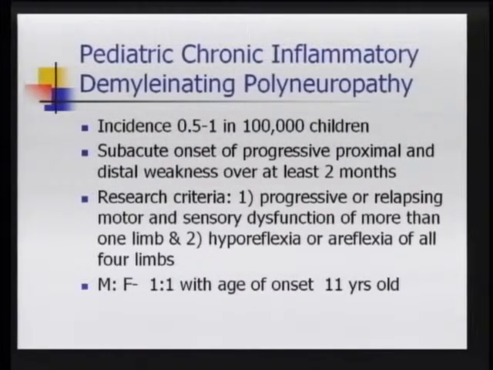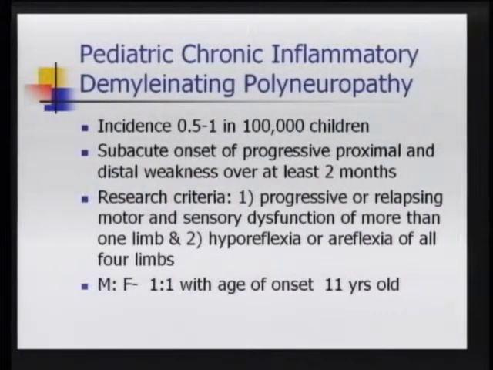Now, pediatric chronic Guillain-Barré or chronic inflammatory demyelinating polyneuropathy is slightly different in terms of its presentation. You have a subacute onset of a progressive, more proximal than distal weakness over at least 2 months or so. Research criteria is listed there. The series that have been reported is about 1-to-1 male to female with age of onset about 11 years of age.